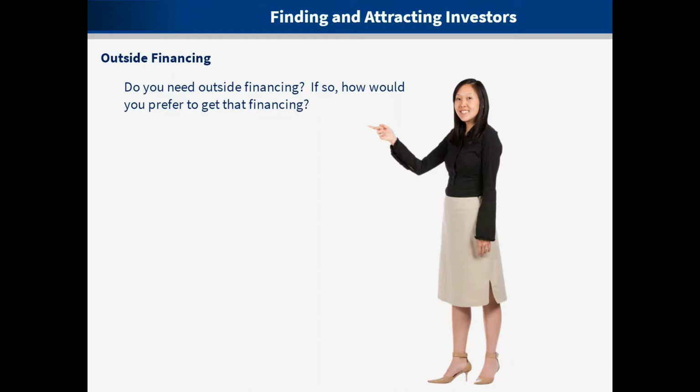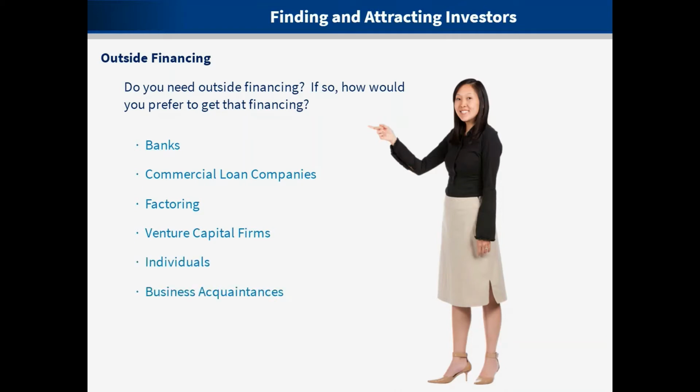There are traditional sources of financing, including banks and commercial loan companies, that are debt-oriented. There are other financing options involving investors. These include factoring, venture capital firms, individuals, and business acquaintances. In addition, there are non-traditional sources like crowdfunding.